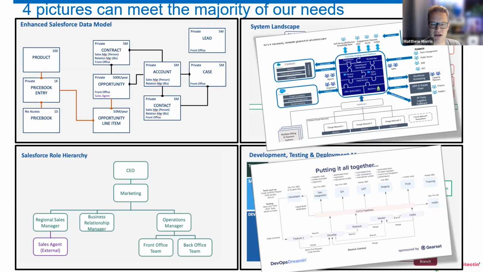But what we're doing here is representing those actors that we captured on our quadrant within the structure. And as you will remember from your Salesforce studies, it's going to be similar to the organizational structure of the company, but not necessarily identical. And then the last one is some kind of environment and deployment diagram.